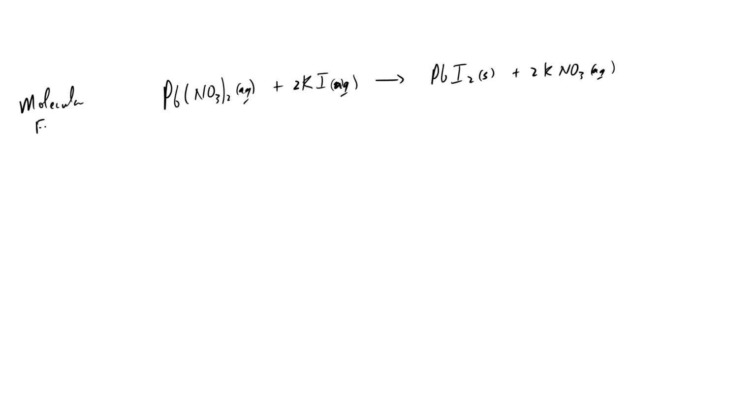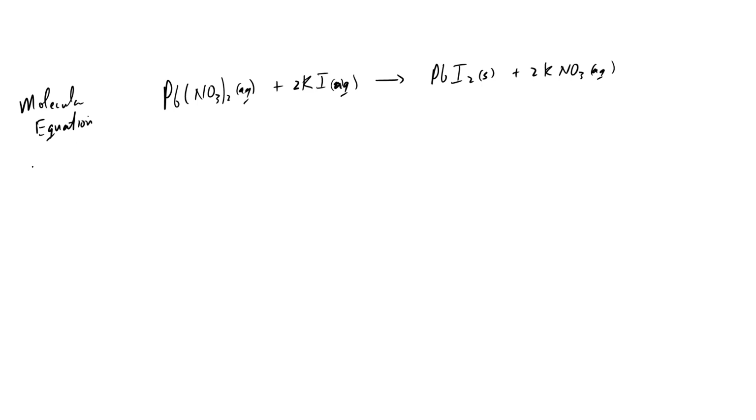Pb(NO3)2 aqueous plus KI aqueous, I'm sorry, this should be aqueous, to give PbI2 solid plus 2 KNO3 aqueous. Okay, so that's the molecular equation. So let me write here molecular equation. Okay, so the net ionic equation is what we're trying to get.